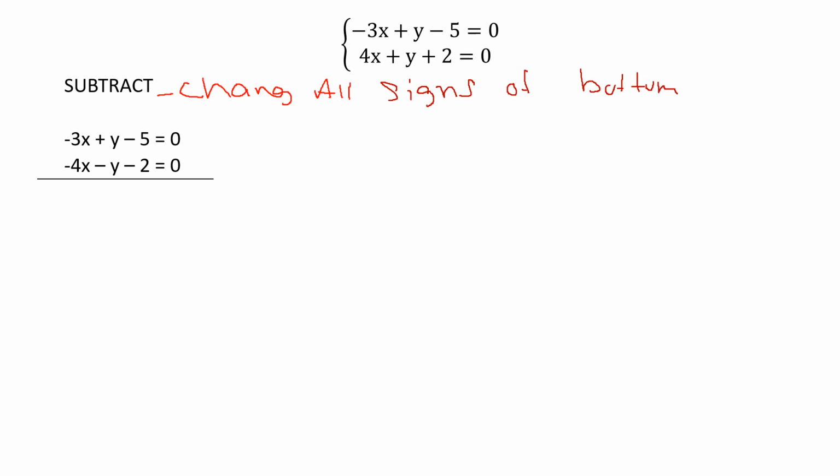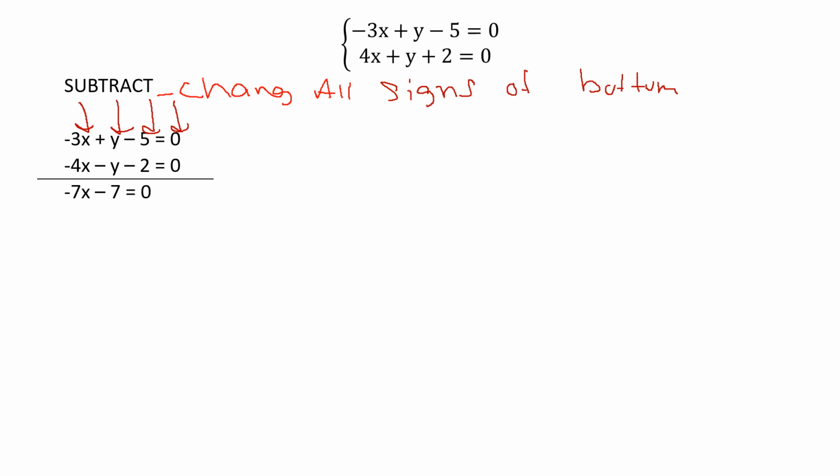Then I'm going to just add straight down, because these are like terms. Eventually, you won't have a 0 at the end, but for right now, you do on all of them, even on your homework. I'm looking at it right now. So, we just add straight down. Negative 3x minus 4x is negative 7x. The y's cancel out. Y minus y is 0, so that term disappears. Negative 5 minus 2 is negative 7, and that equals 0 because 0 plus 0 is 0.